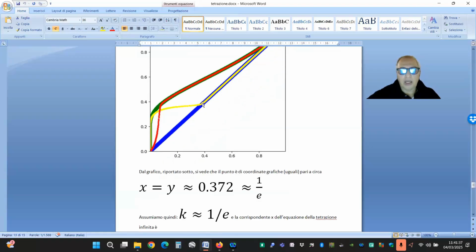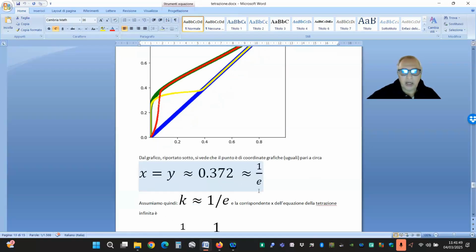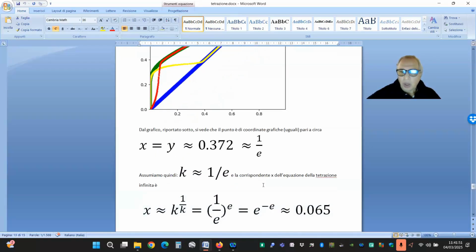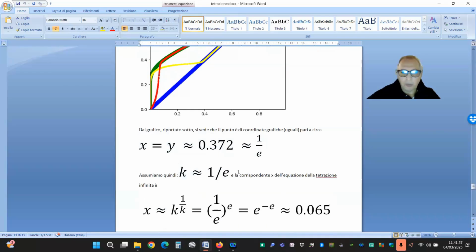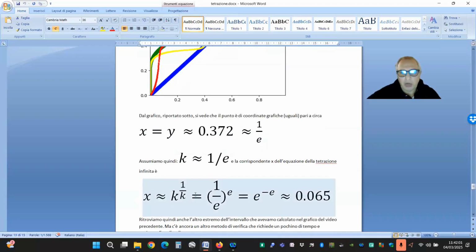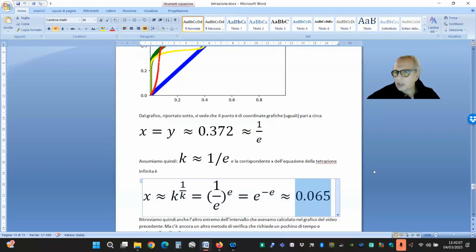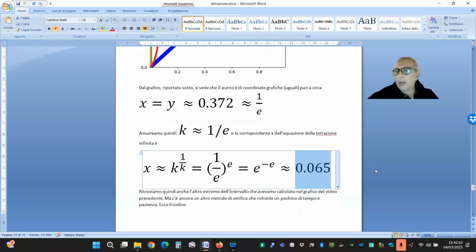And we see that the coordinate corresponds roughly to 0.372, which with a bit of research and perhaps, let's say, drawing inspiration from the results that are already published, we can see that it is 1 over e. And now if k, this is our k, is equal to 1 over e, what will our x be? It's easy to calculate. It's 1 over e raised to the power of e raised to the power of minus e, numerically 0.065. Nothing new. A confirmation, if you will, of the result from the previous video.